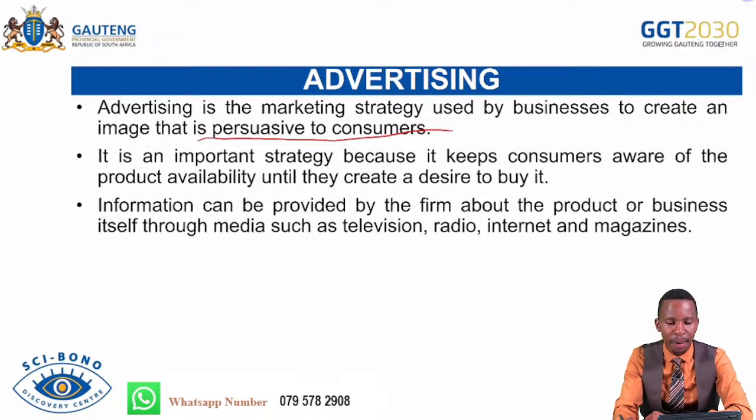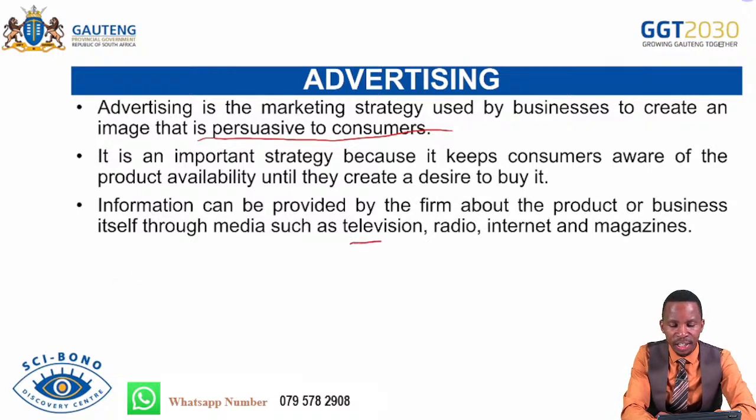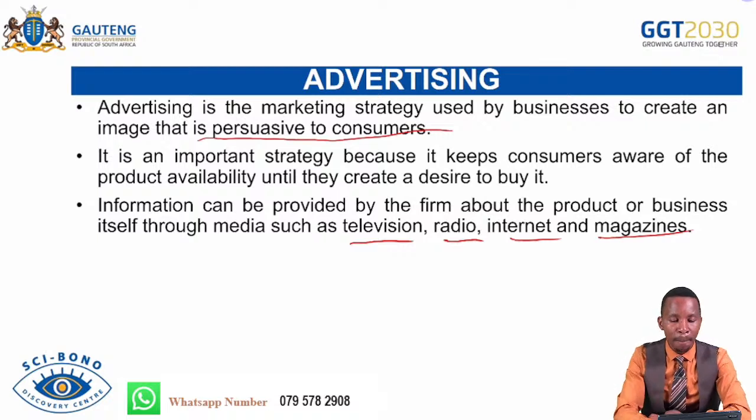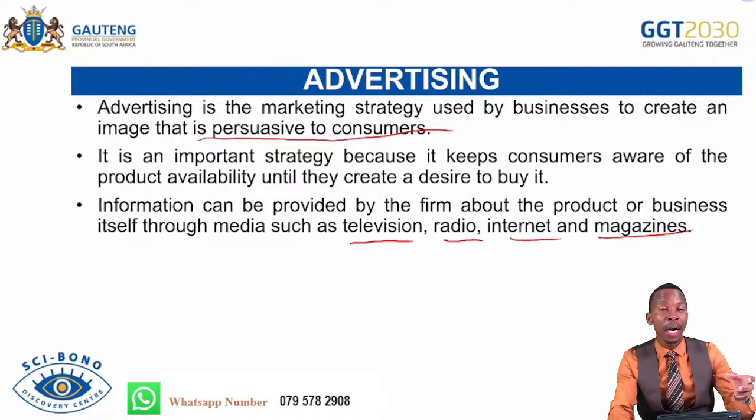Information can be provided by the firm about the product or business itself through media such as television, radio, internet, or magazines. So advertising can be done through these platforms. It can be a television advert where we can see the advert itself and the product being advertised. It can be radio where we can hear them praising the importance of the product. And then the internet. That's where you go onto the internet, then the advert comes up. That's when you are able to see there is this product which is costing so much in this particular market. Magazines are also used for adverts.